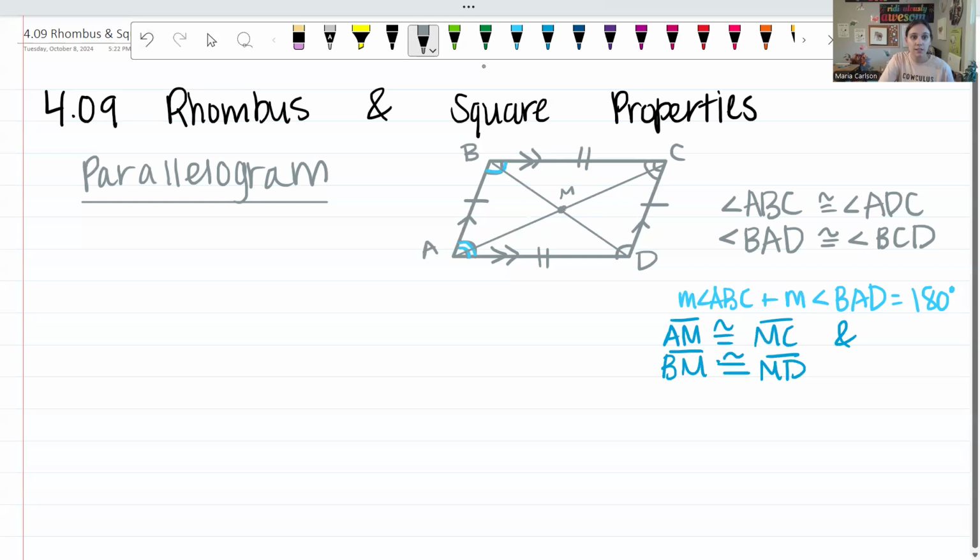Now, a parallelogram, a shape can be just a parallelogram, or it can be more than that. It could be either a rectangle.